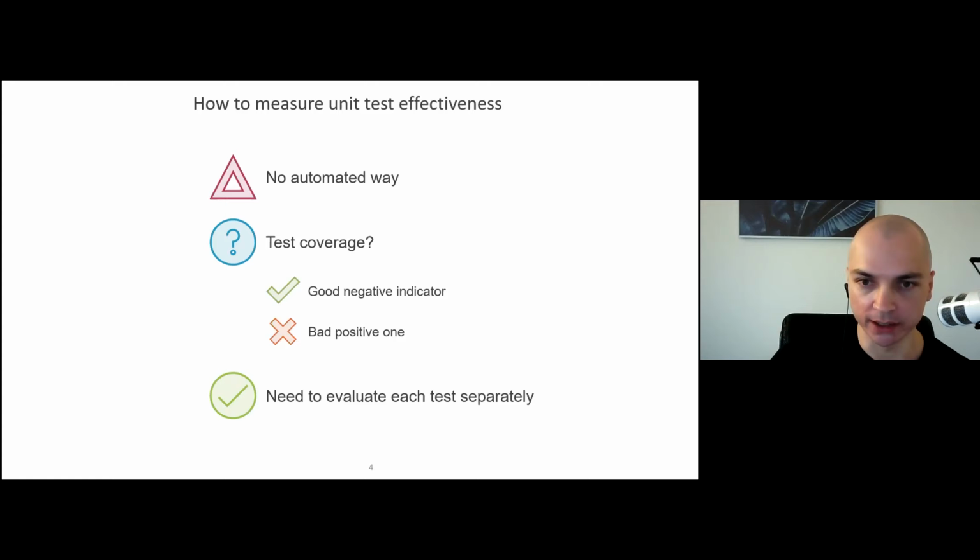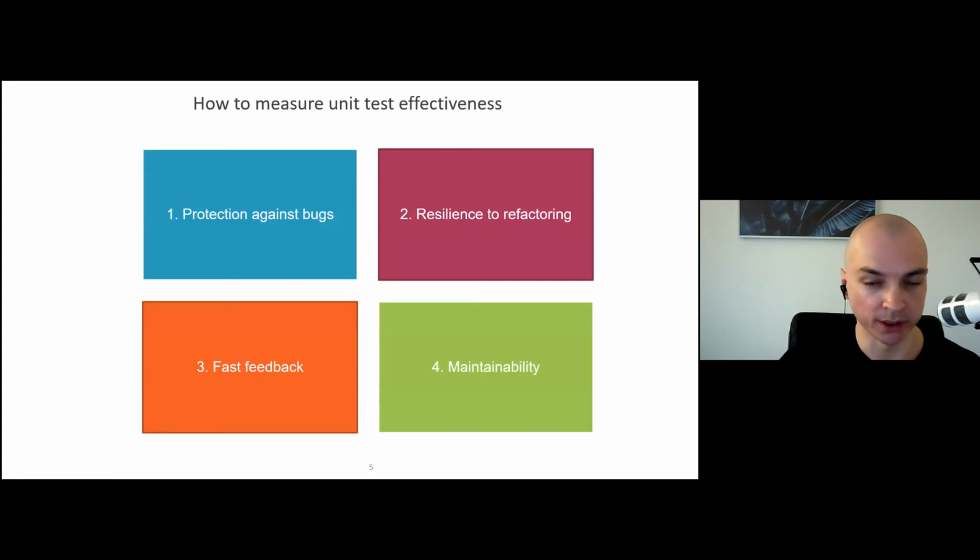So how to do that exactly? There are 4 components that will help you with that, and they are protection against bugs, resilience to refactoring, or as I call it in the book, resistance to refactoring, but I like the word resilience more. And then we have fast feedback and maintainability. Let's discuss all 4 of them. We'll start with the second 2 because they are easier to describe, and then we'll go back to the first 2.